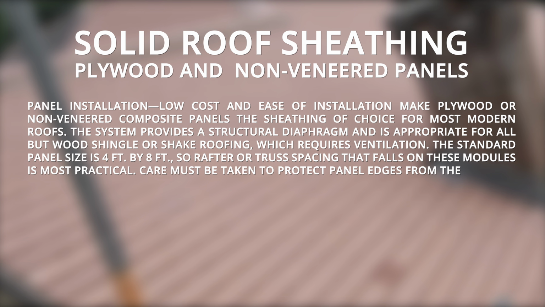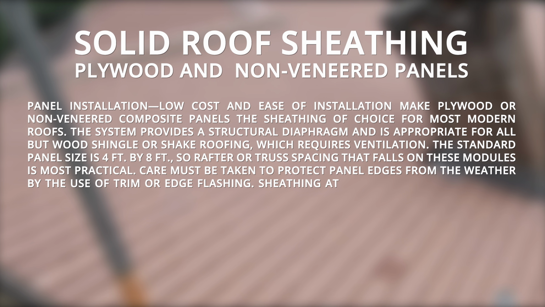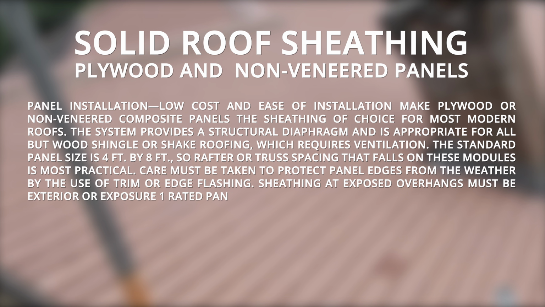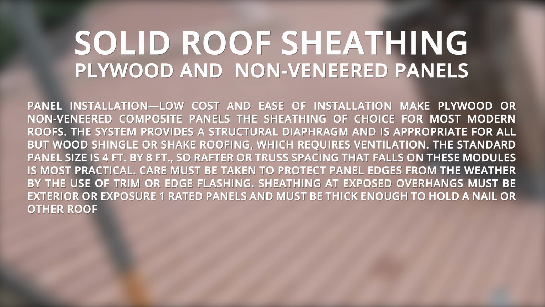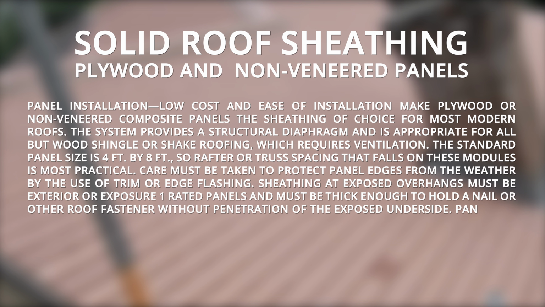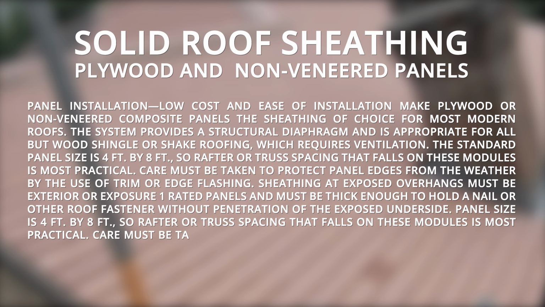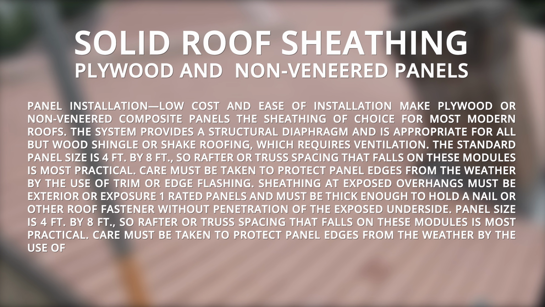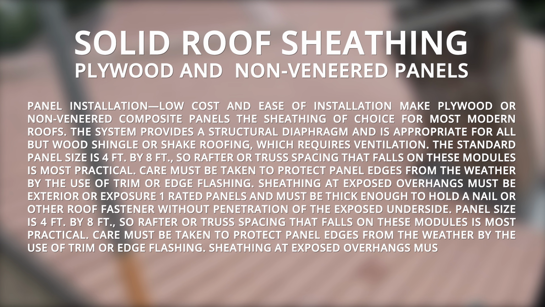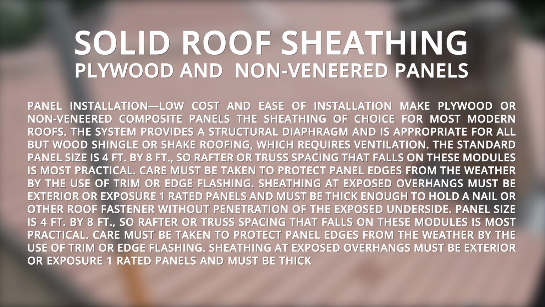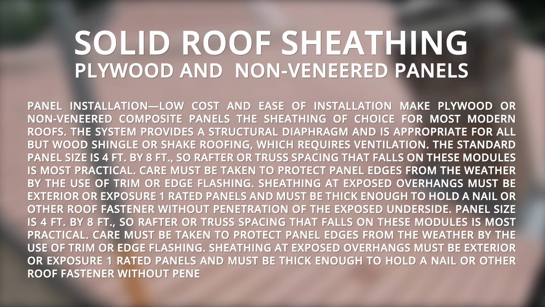The standard panel size is 4 foot by 8 foot, so rafter or truss spacing that falls on these modules is most practical. Care must be taken to protect panel edges from the weather by the use of trim or edge flashing. Sheathing at exposed overhangs must be exterior or exposure 1 rated panels and must be thick enough to hold a nail or other roof fastener without penetration of the exposed underside.